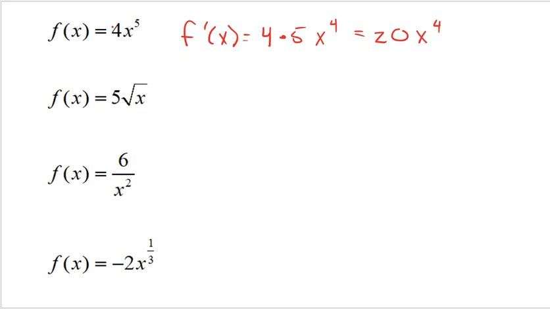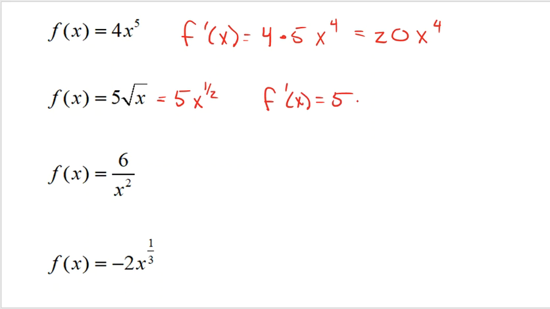So again, the 5 falls down in front. The 4 is already there. You leave it there. They multiply to get 20. Done. How easy is it? All right, let's try this one. But once again, if I'm going to use the power rule, the first thing I have to do is rewrite this as 5 times x to the 1/2. Now I can go ahead and find the derivative very, very quickly.